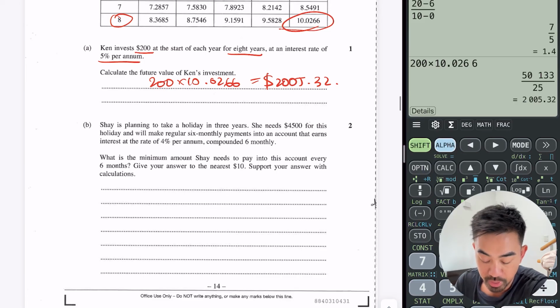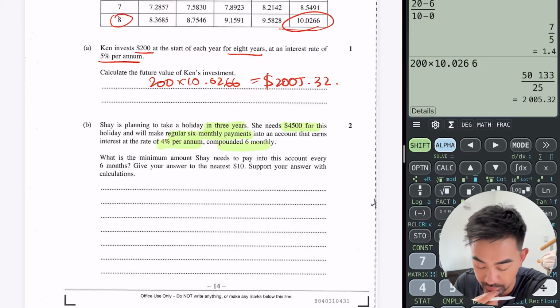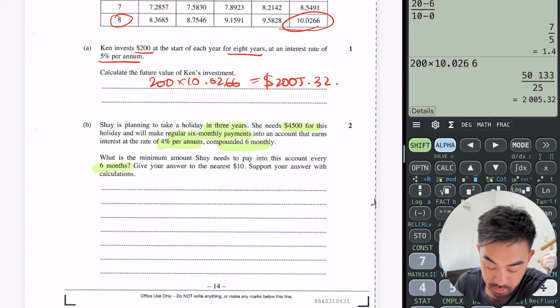All right, Shay is planning to take a holiday in 3 years. She needs $4,500 for this holiday and makes regular 6 monthly repayments into an account that earns an interest rate of 4% per annum, compounded 6 monthly. What is the minimum amount Shay needs to pay into this account every 6 months? Give your answer to the nearest $10.